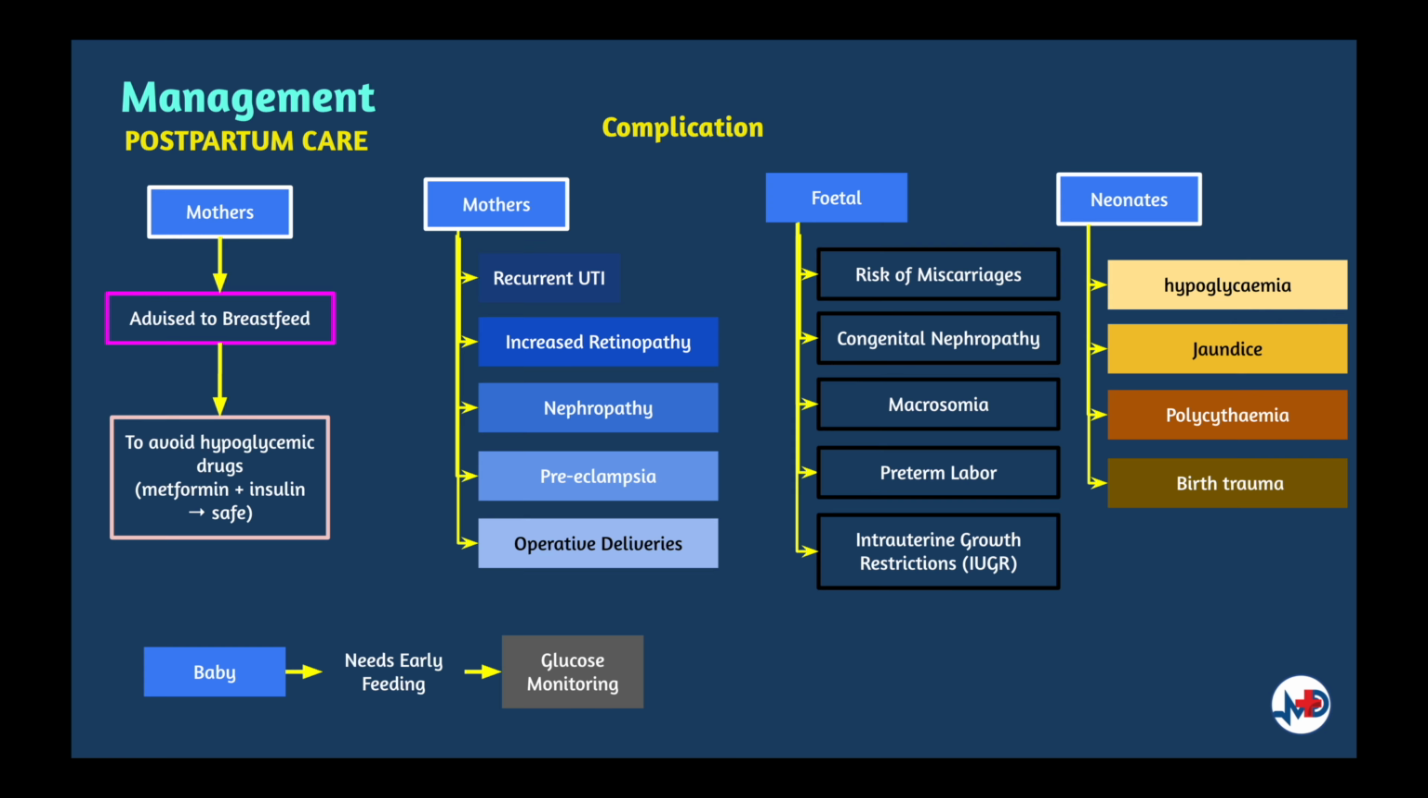Complications may include recurrent urinary tract infections, increased retinopathy and nephropathy, preeclampsia, and operative deliveries. In terms of fetal complications, there might be a higher risk of miscarriages, congenital abnormalities, macrosomia, preterm labor, polyhydramnios, and intrauterine growth restriction. Lastly, neonates may be hypoglycemic, jaundiced, or polycythemic, and may have birth trauma, to name a few.